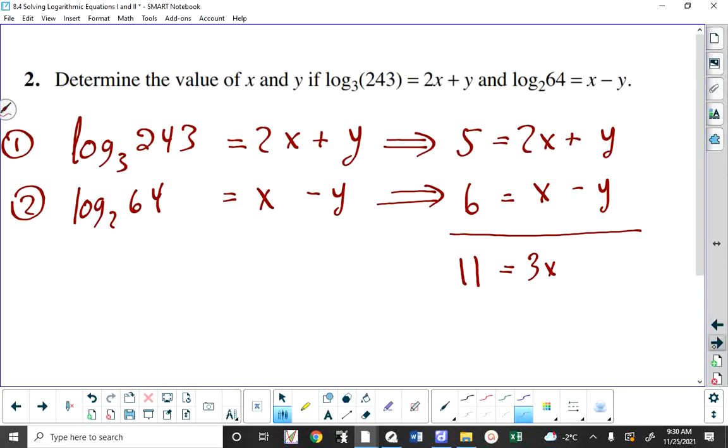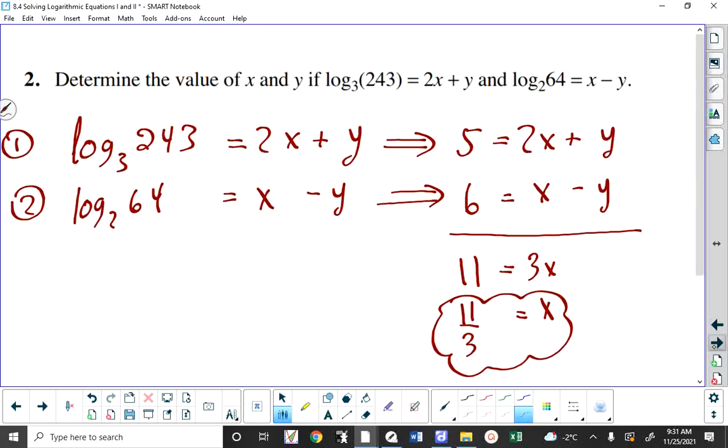I'm not really happy that we're getting 11 thirds for x. Usually we would get whole numbers or integers, but is that in fact going to be? Okay, so sometimes it's not as simple as just an integer. We get x equals 11 over 3. Now at this point in time, we've found one of our unknowns. We can go to either of these equations to find y.